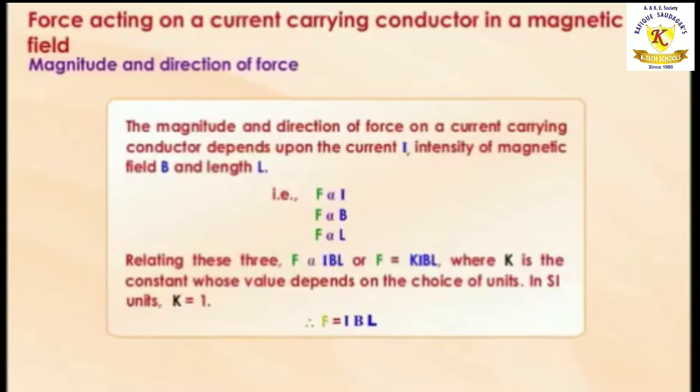Relating these three, F is directly proportional to IBL, or F is equal to KIBL, where K is the constant whose value depends on the choice of unit. In SI unit, K is equal to 1. Therefore, F is equal to IBL. Understood, children? So, this was the force acting on a current carrying conductor in a magnetic field.